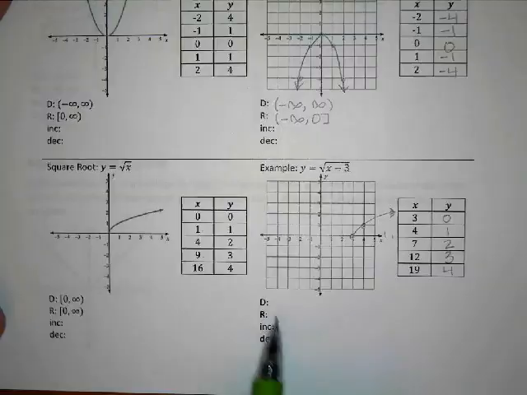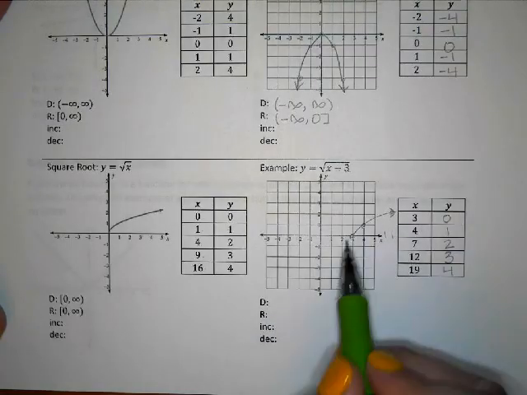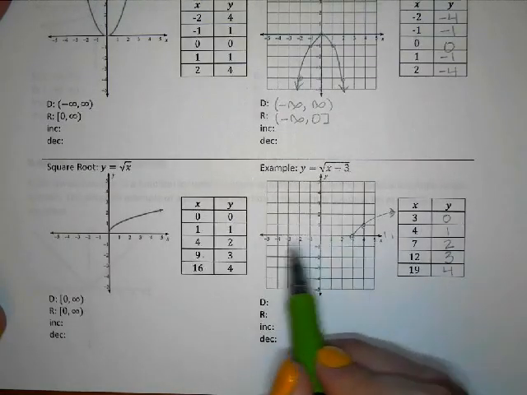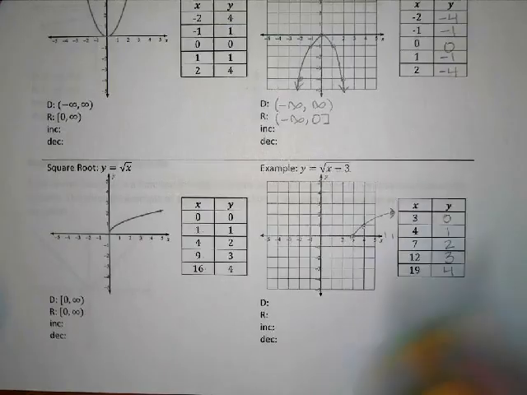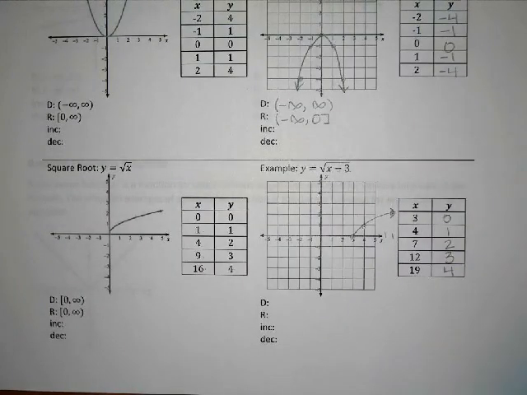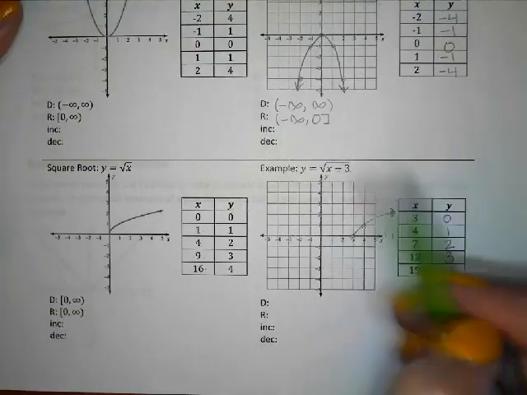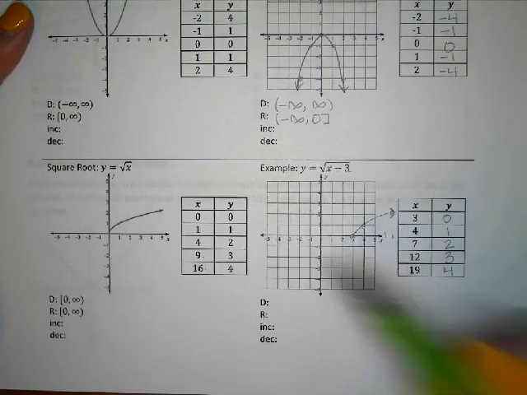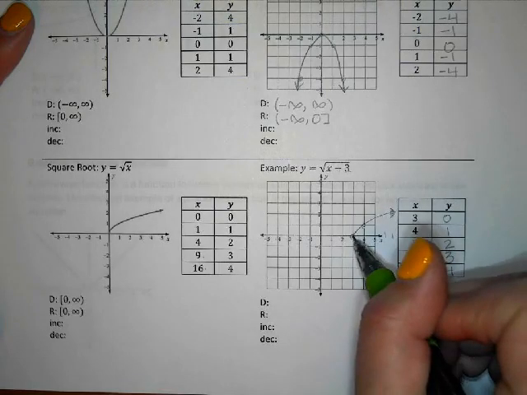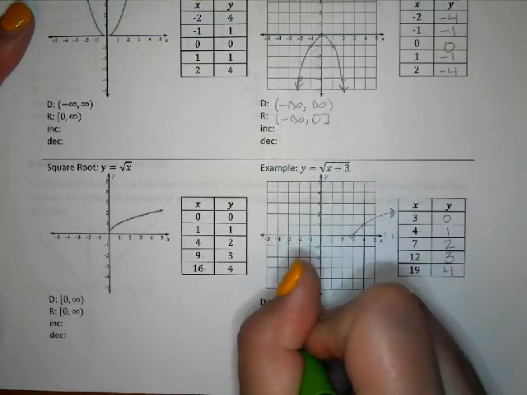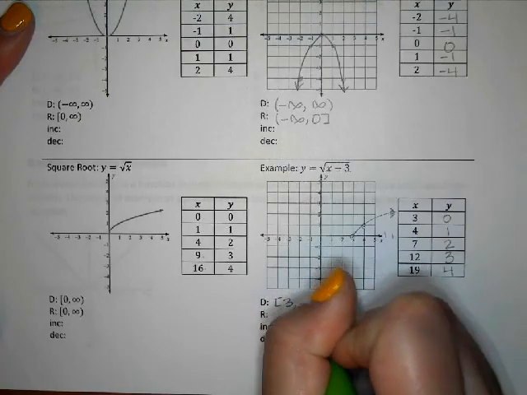All right, so for our domain, I can't plug in any values less than 3 because if I was to plug in 2, 2 minus 3 is a negative, and that's not going to give me a real output, and the domain is based off of what outputs are real. So to start with, I can plug in 3 and anything larger than that. So my domain is going to be 3 to infinity.